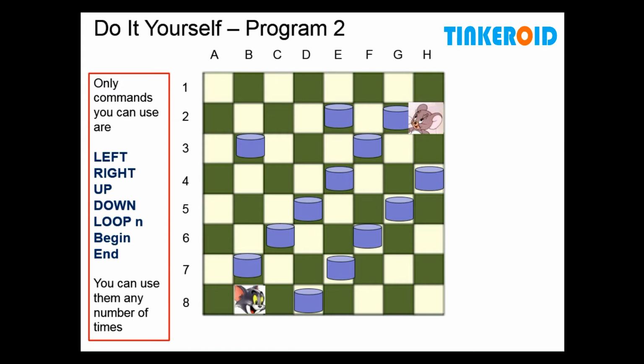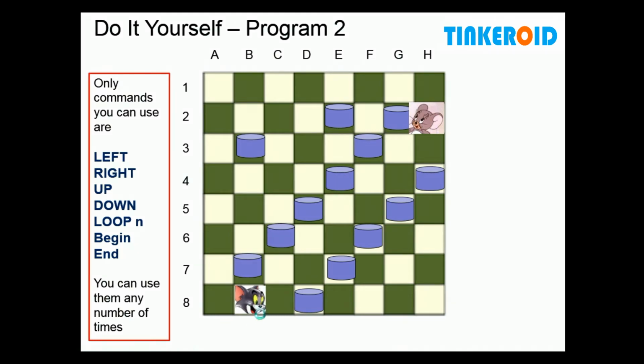Here, again we have left, right, up, down commands, plus a new command called loop n. N is just a number, like loop 7, loop 8. We write begin and end. In between, we will insert what we want to do. So here, what would we insert? Let's think about it.